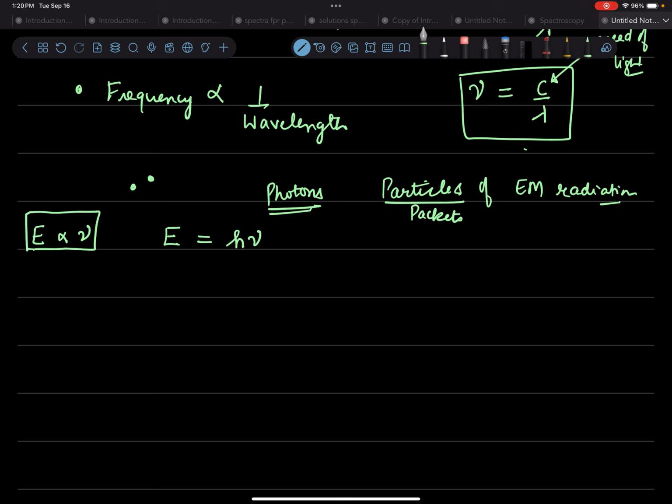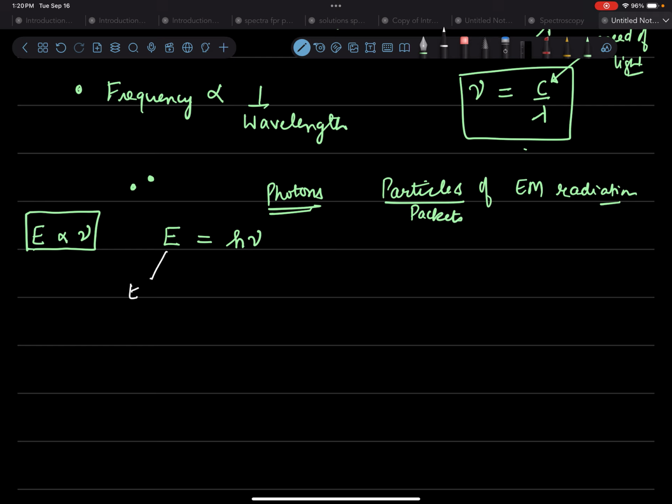Now you can think on those lines that I'm saying the energy of the packet, which is the particle, is directly proportional to the frequency of the wave. It means this equation is bridging the wave character with the particle character. So it's a very important equation.